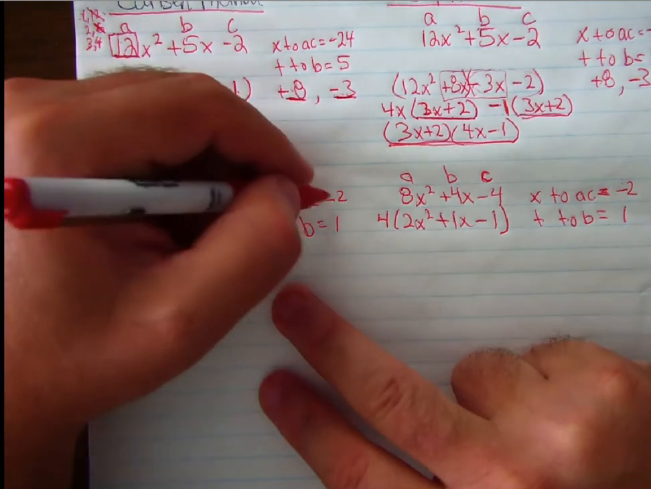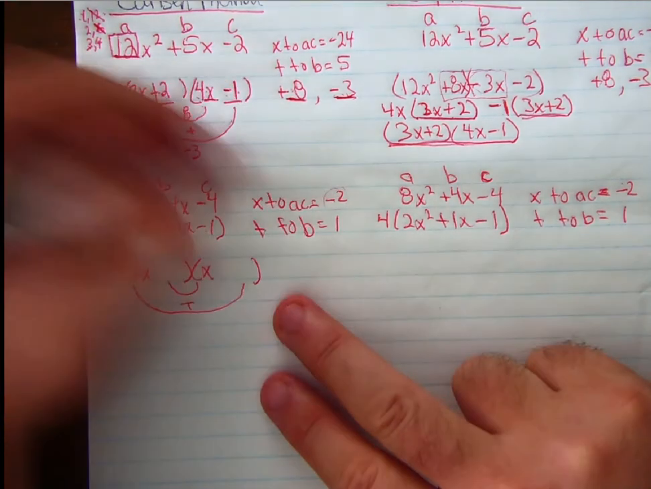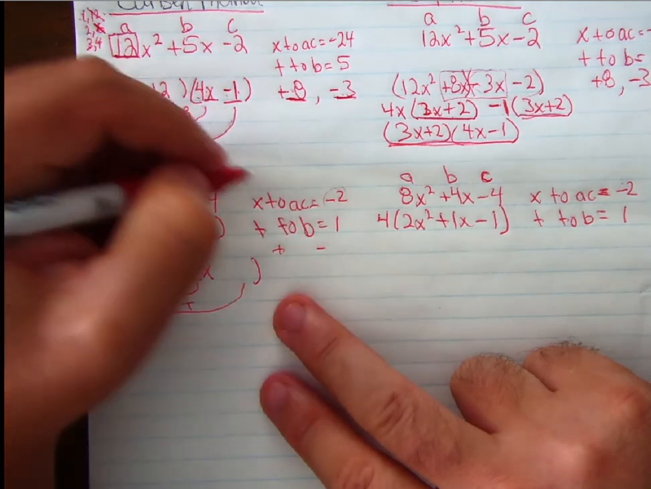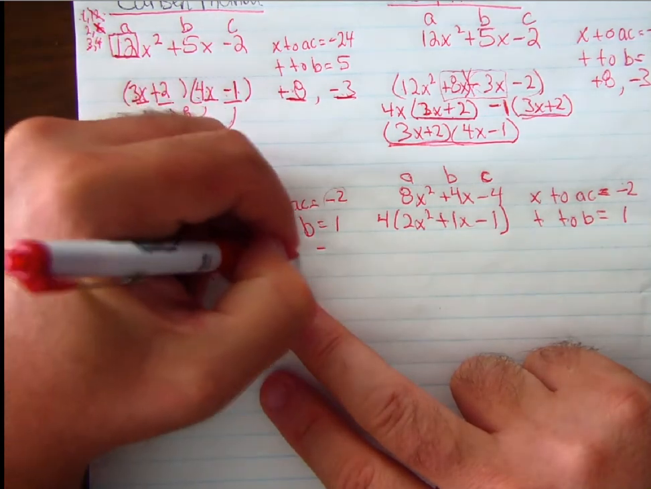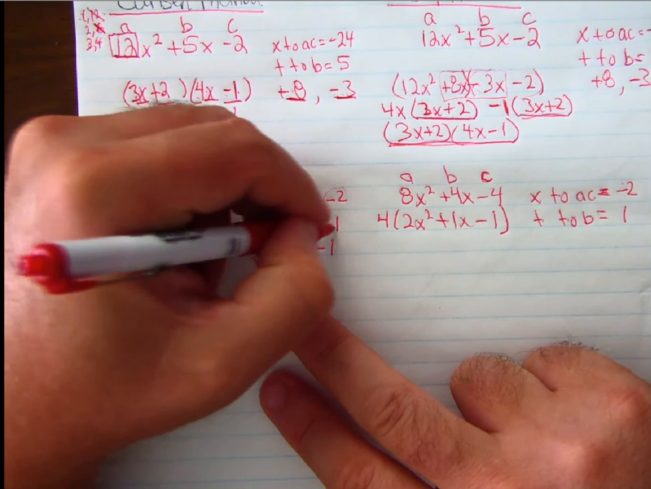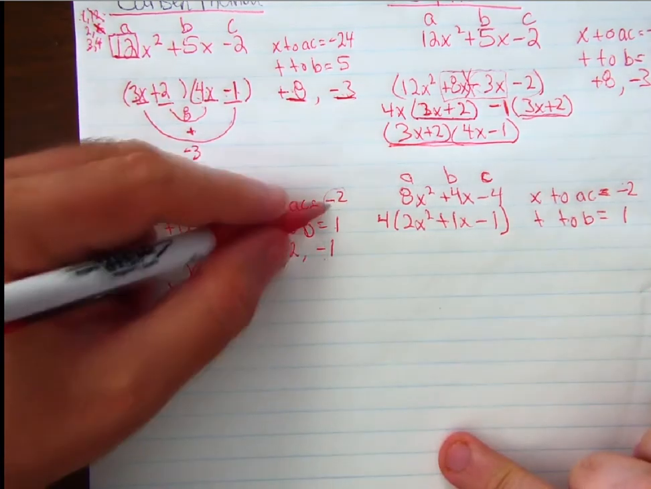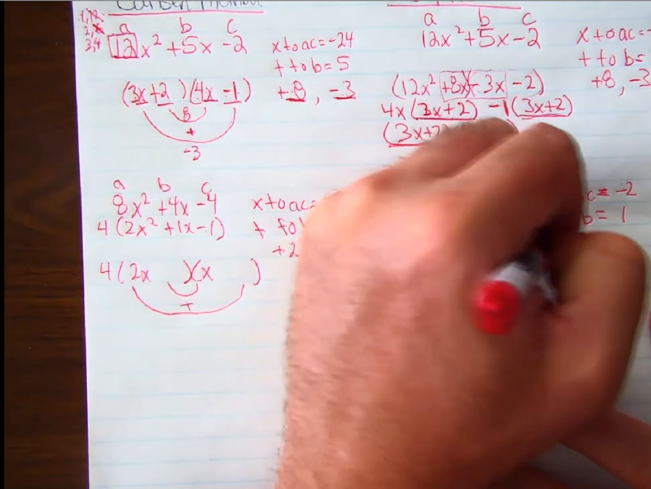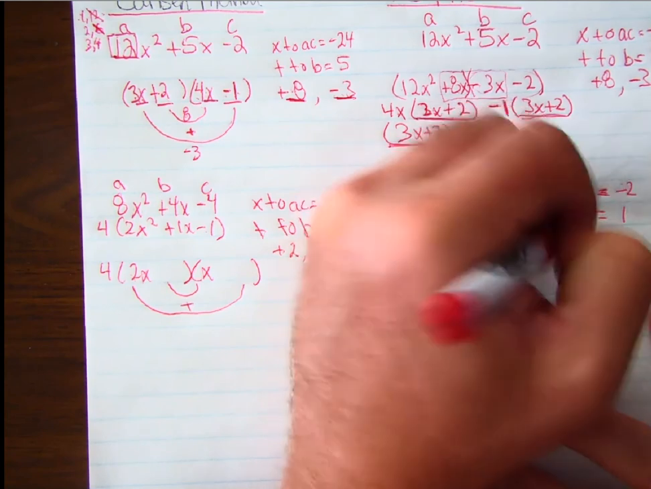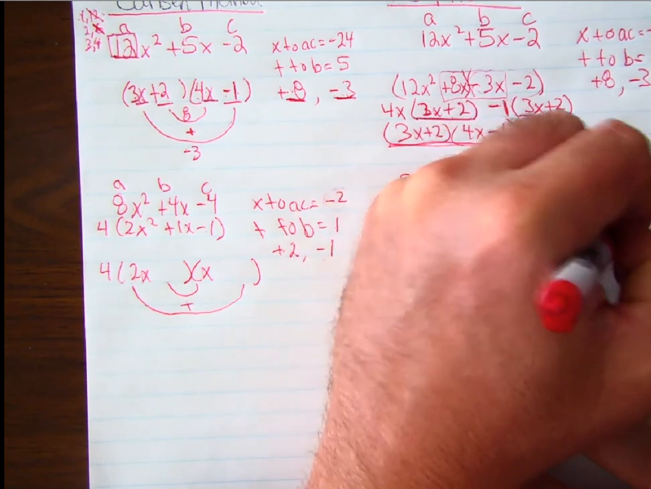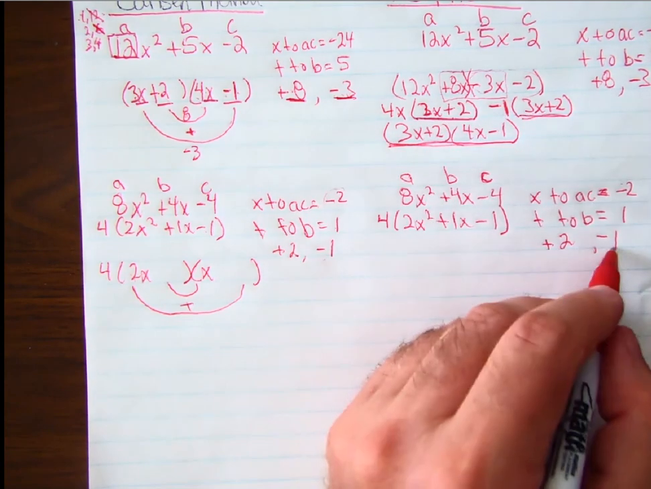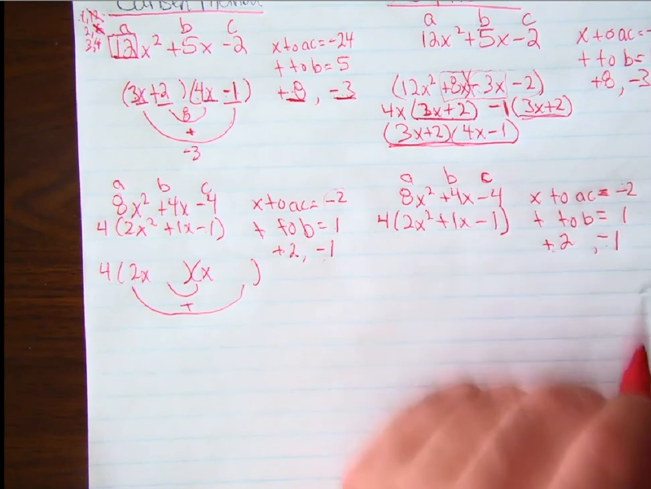My two numbers multiply to a negative 2, so one has to be positive and one has to be negative. 2 minus 1 is positive 1, and 2 times negative 1 is negative 2. So again, you've got to have a positive and a negative. Positive 2 minus 1: 2 times negative 1 is negative 2, and 2 minus 1 is 1.